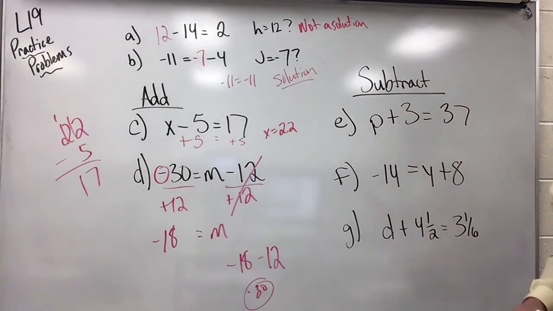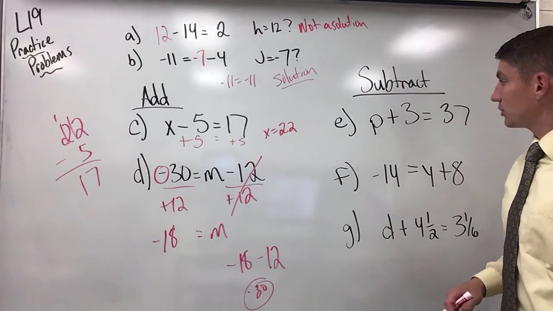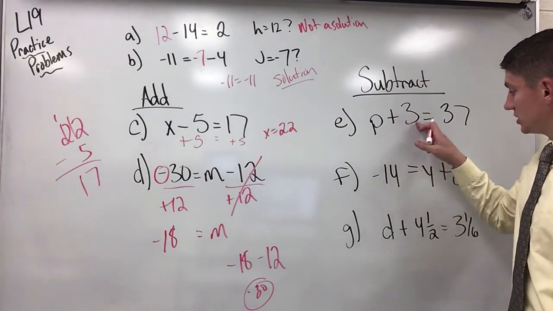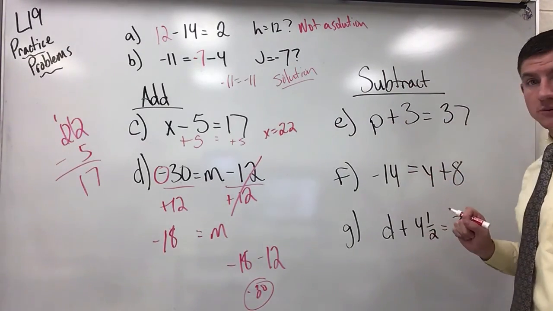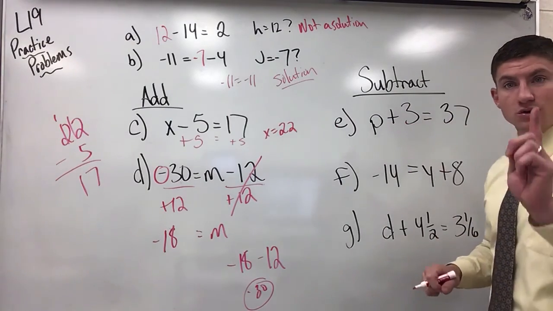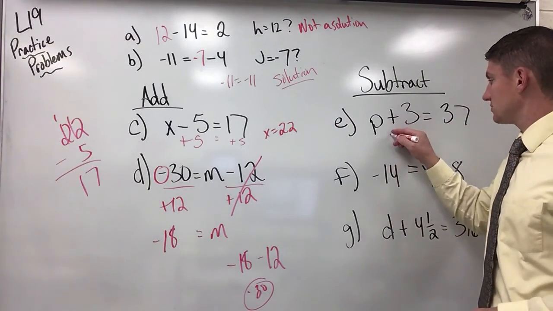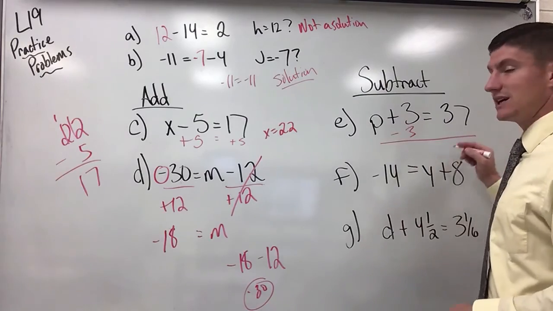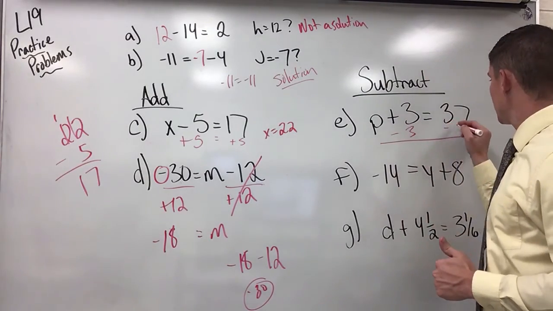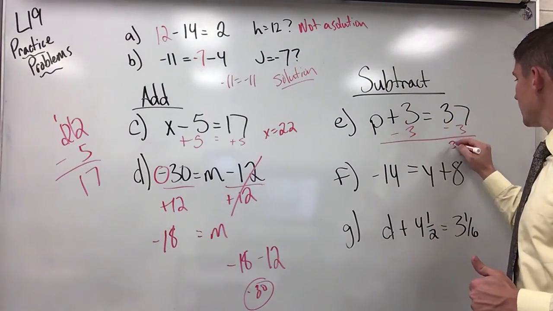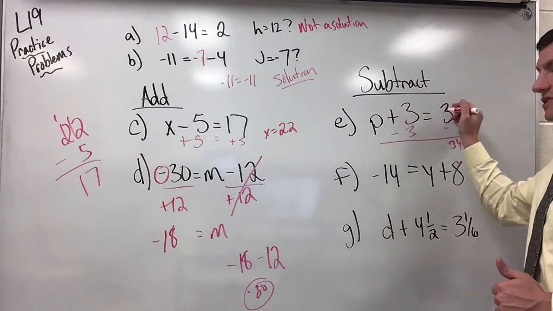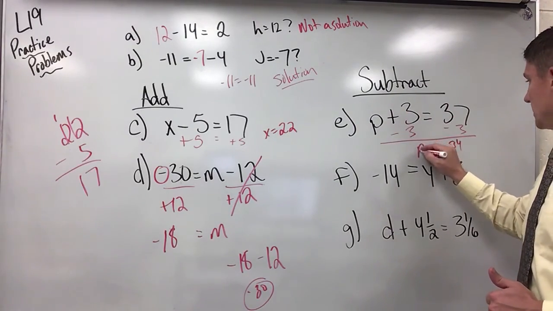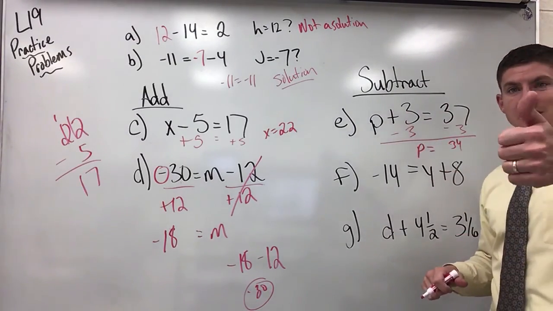Now let's check out over here in the subtraction portion. I'm going to subtract each time because here I have addition, addition, and addition. When it says plus 3, I know I need to do the opposite of plus 3. The opposite of plus 3 is minus 3. What I do to one side, I do to the other side. 37 minus 3 is 34. 34 plus 3 is 37. So my answer, p equals 34, would actually be correct.